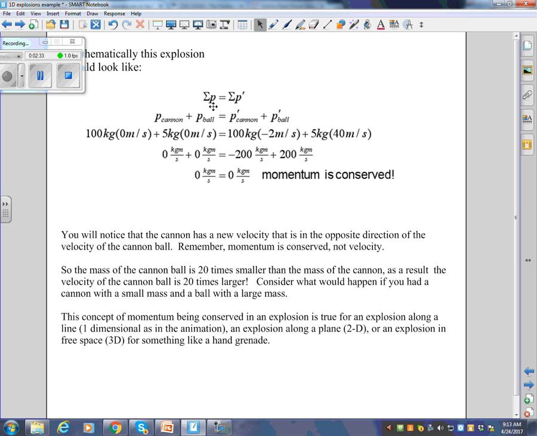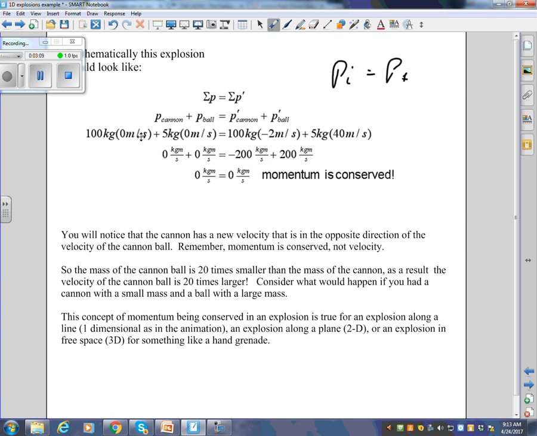So sigma P, total momentum, is equal to, what do you think this means right here on the right-hand side? Yeah, but what does it mean, Tanner? You're right. What does the prime mean? After the collision, right? So sigma P prime means total momentum after. In my sort of vernacular, I would say P initial is equal to P final. Those are equivalent. Okay? P cannon plus P ball is P prime cannon plus P prime ball.